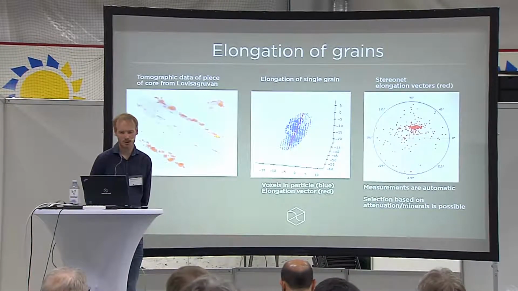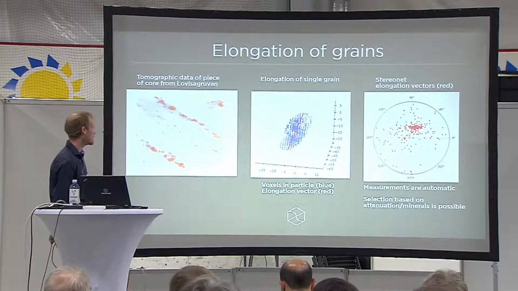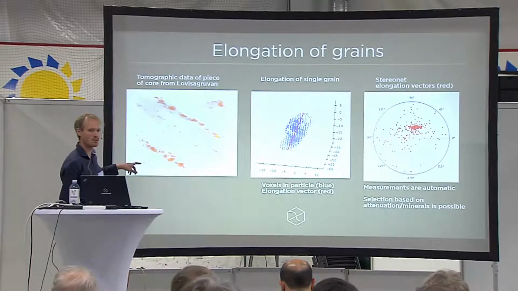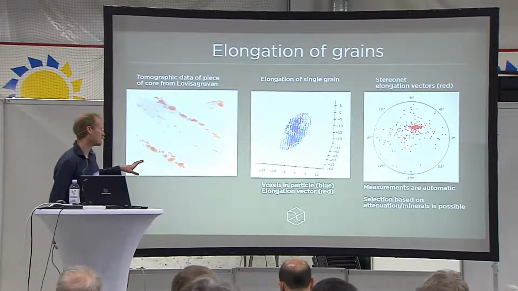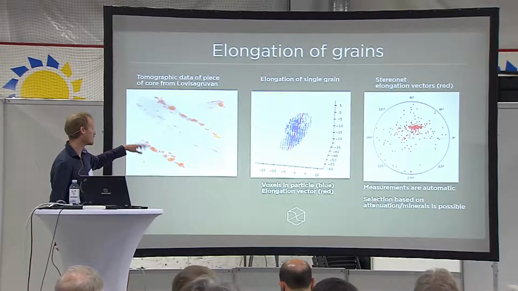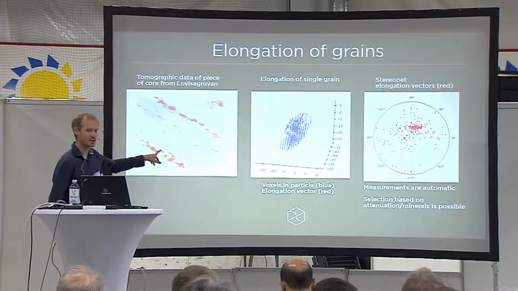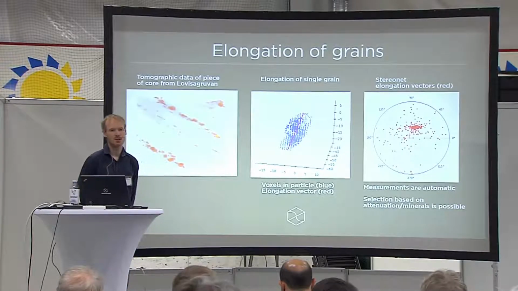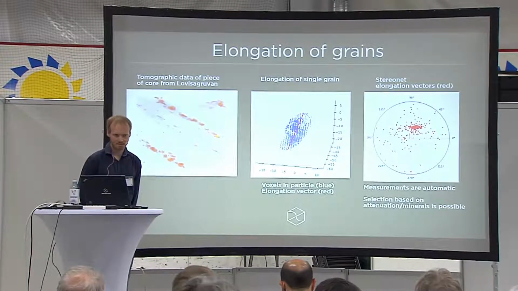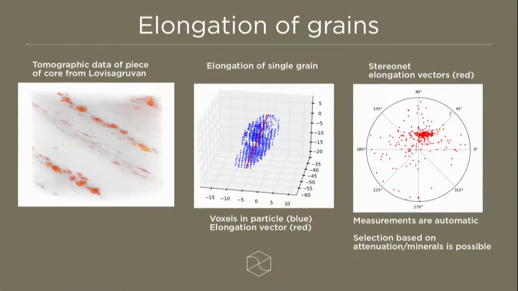So over to elongation. Here's a piece of core from Loviisa-gruvan. It's roughly 4 by 4 centimeters. In this tomographic image, again, more highly attenuating areas are color-coded in red and yellow. So what you can do is apply a particle detecting algorithm on this data. This has been done, and here is an example shown here.